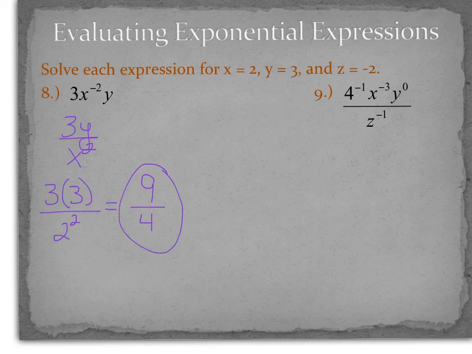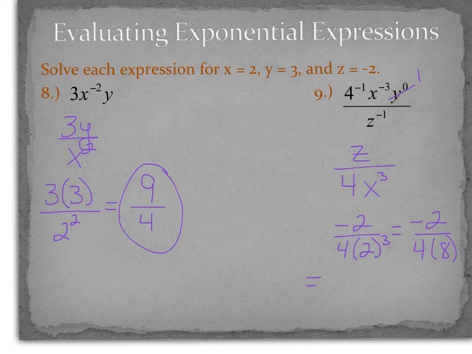Same thing in 9. I'm first going to make my exponents positive. So that means z will come to the numerator, 4 and x will go to the denominator, and y to the 0 is just 1. Now let's substitute in. I get negative 2 over 4 times 2 to the 3rd. Order of operations, so we'll have negative 2 over 4 times 8, negative 2 over 32, which reduces to negative 1 over 16.